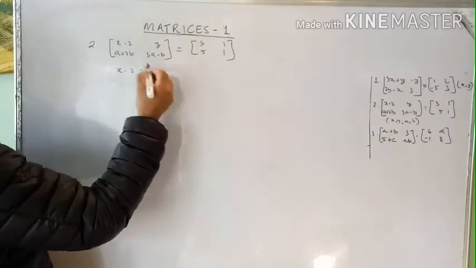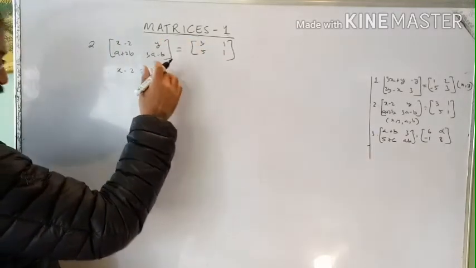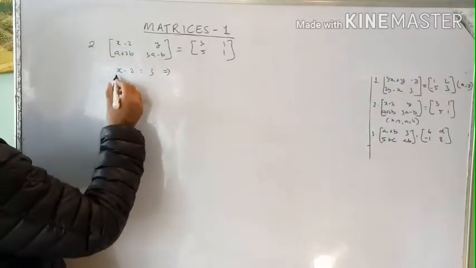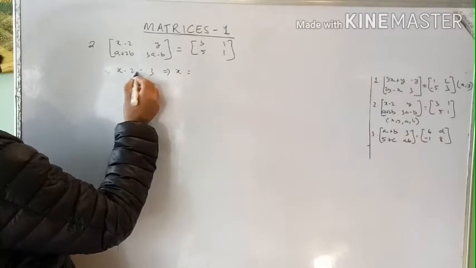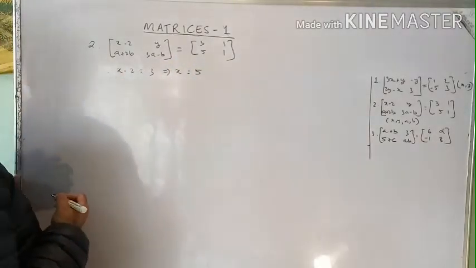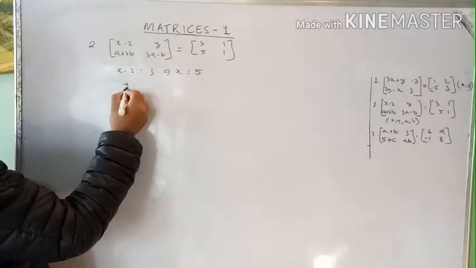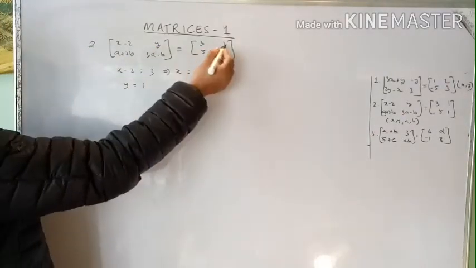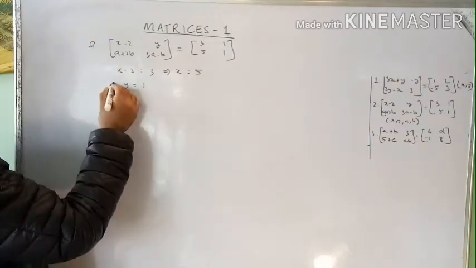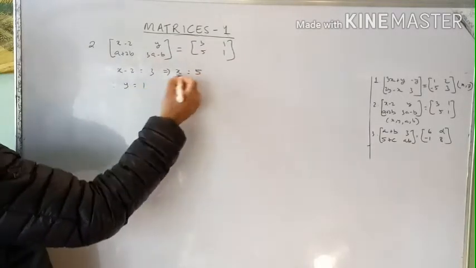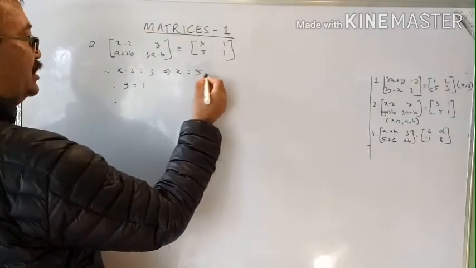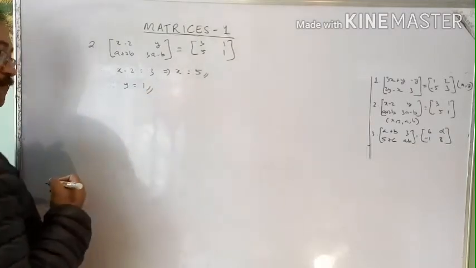Corresponding elements. From here you can find the value of x, because there is no y. So the 2 goes to that side, so 3 plus 2 will become 5. Then y equal to 1, already found. So x and y are already found. Okay, so these are the answers: x equal to 5 and y equal to 1.